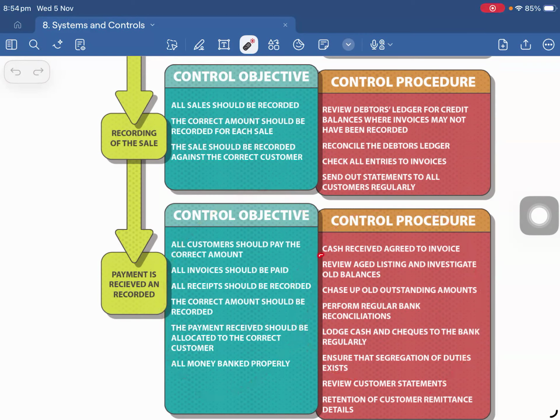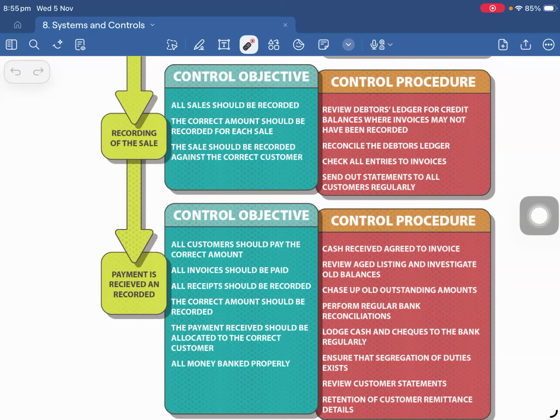You're going to agree the cash received to the invoice. Clear? You're going to review aged listing. Now, what is an aged listing and old balance? If the customer has not been paying for more than 6 months, for more than 1 year, or since very long, that is called aged listing. That means you have picked out certain customers and you have prepared a list, or you are investigating the old balances in order to see that it is being paid properly.